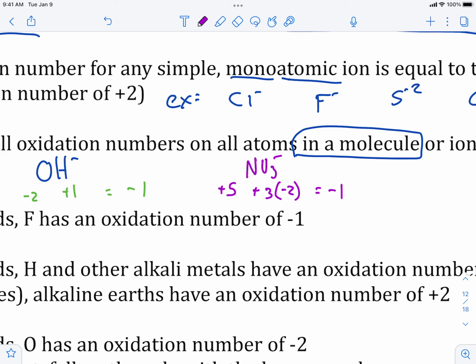So do you guys see what I mean? Like, this is a rule, but it's kind of common sense. So it's not really something you have to commit to memory. You just have to know that if it's a polyatomic ion, you can dissect the atoms, and you can look at the individual oxidation numbers on each of the atoms.